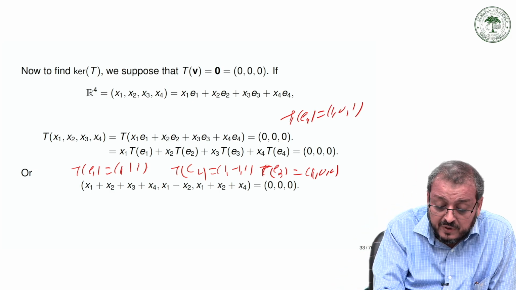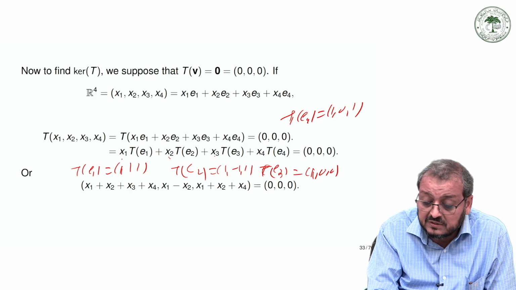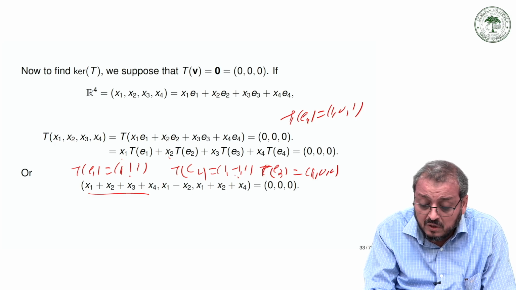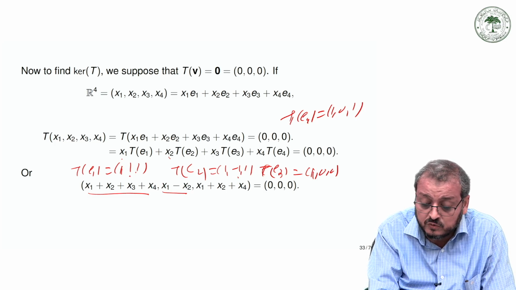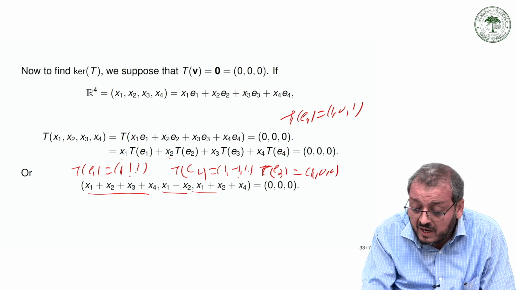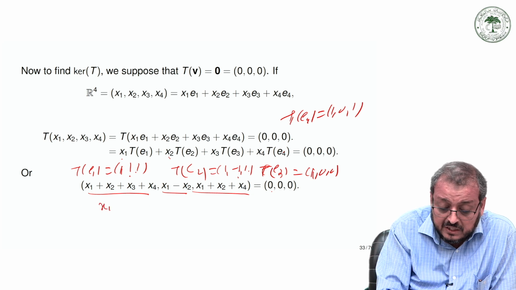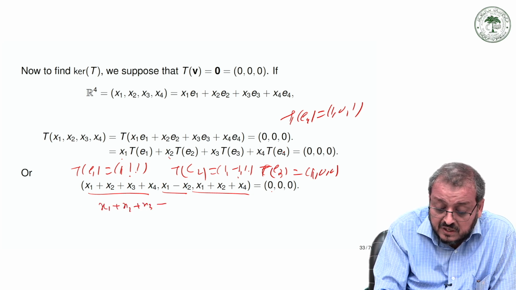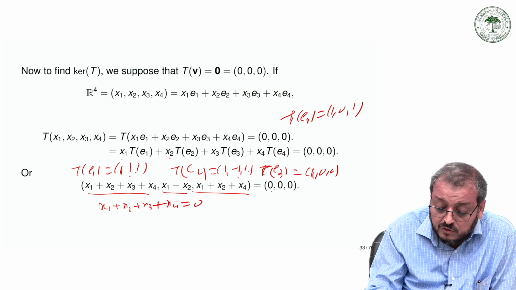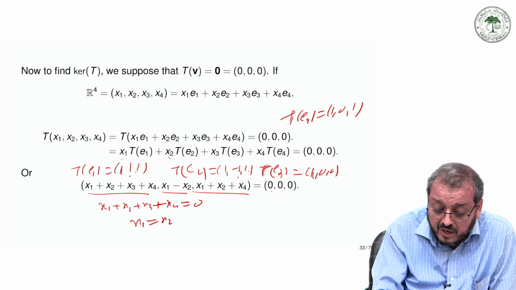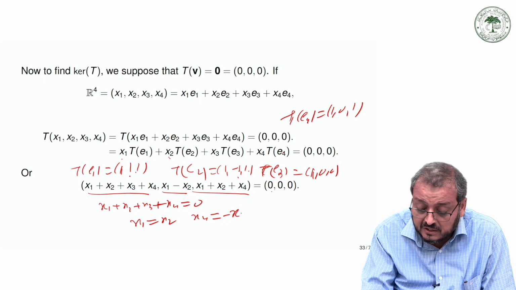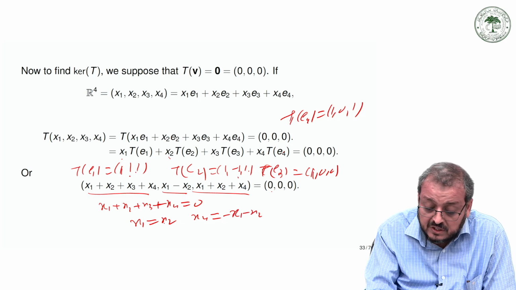So substituting the values from here, we have x1 plus x2 plus x3 plus x4, then x1 minus x2, then x1 plus x2 plus x4. Now x1 plus x2 plus x3 plus x4 is equal to 0, and the second gives x1 equal to x2, and then x4 is equal to minus x1 minus x2, and x1 is equal to x2.